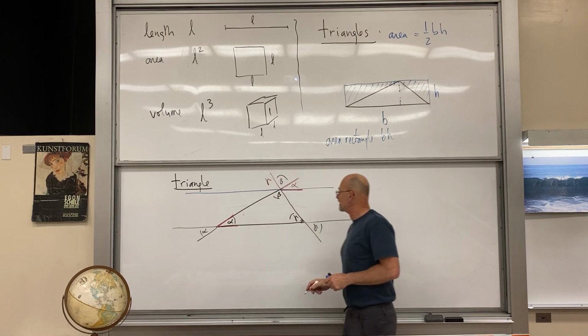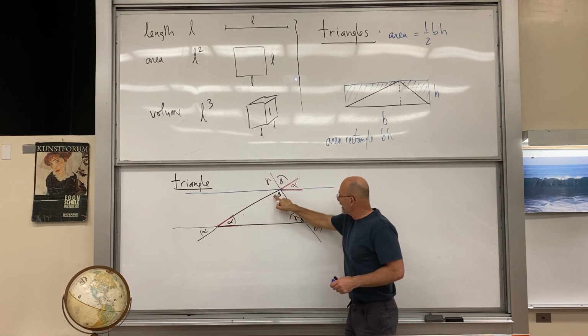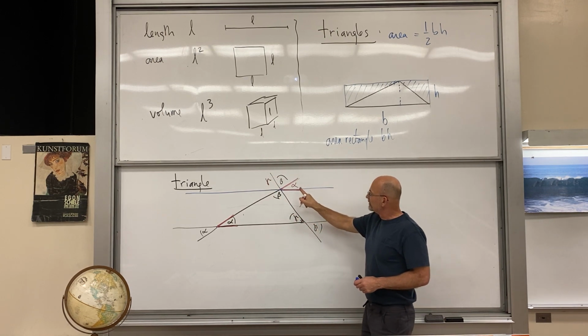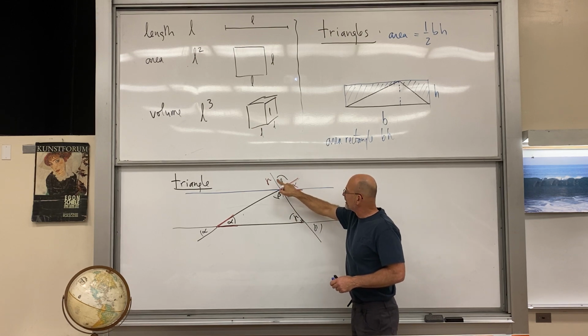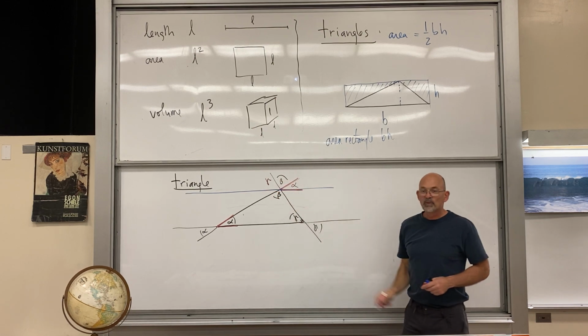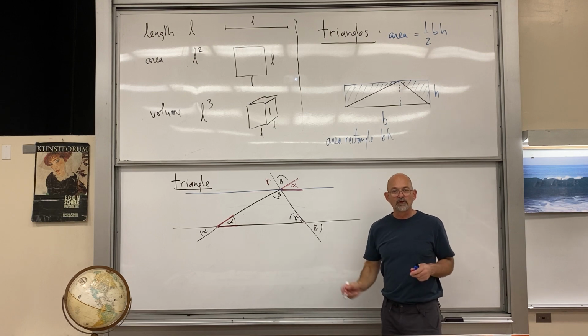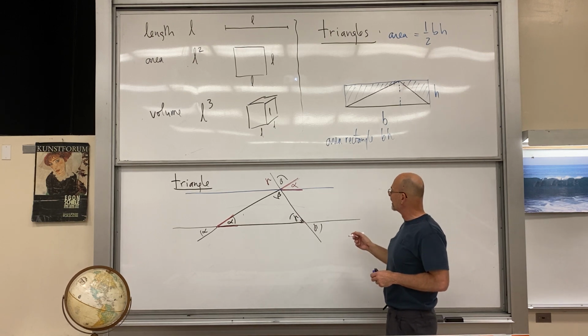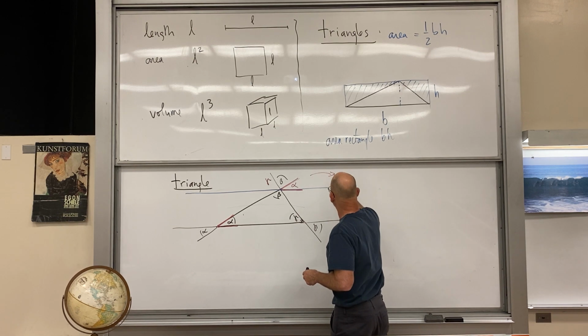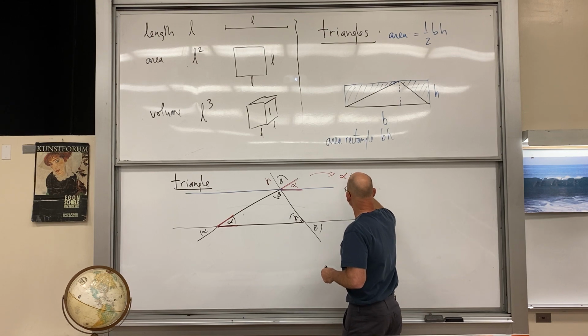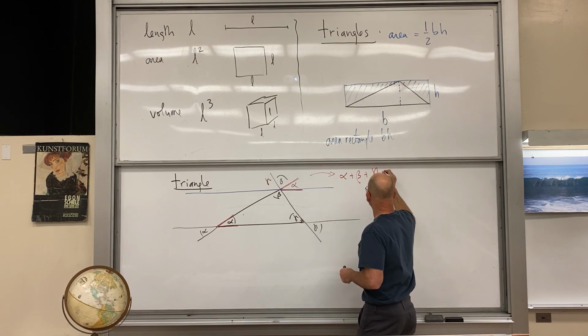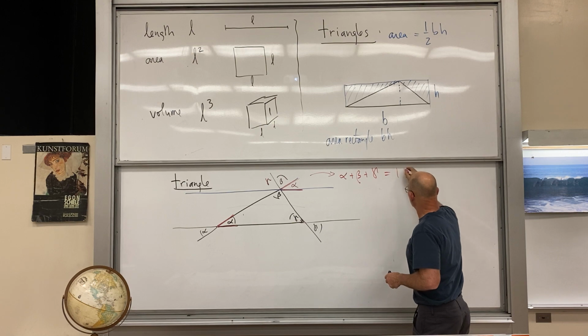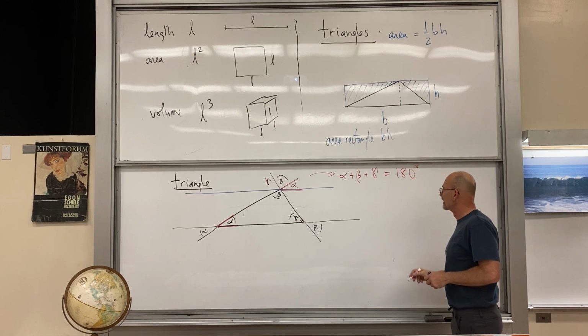Okay. So suddenly we have this alpha, beta, and gamma, and we find that alpha plus beta plus gamma is equal to two right angles, which we can also call 180 degrees. Okay. So right here, we found alpha plus beta plus gamma equals 180 degrees.